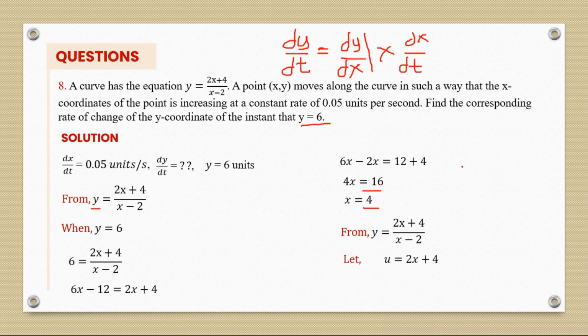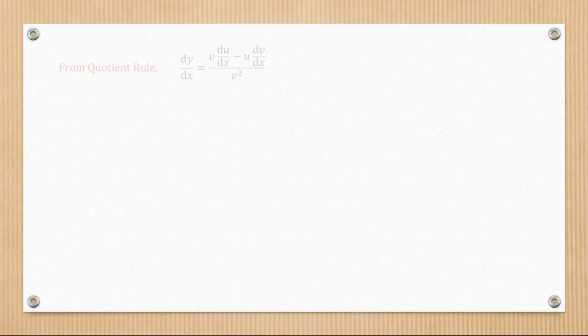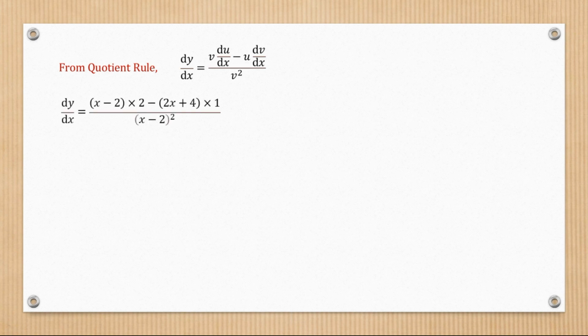So I'm going to let u be equal to 2x plus 4, and I'm going to let v be equal to x minus 2. And then I'm going to find that du dx should actually be equal to 2, and dv dx should actually be equal to 1. So from quotient rule, I'm going to have dy dx being equal to v du dx minus u dv dx over v squared. So when I plug in the values, this is what I have.